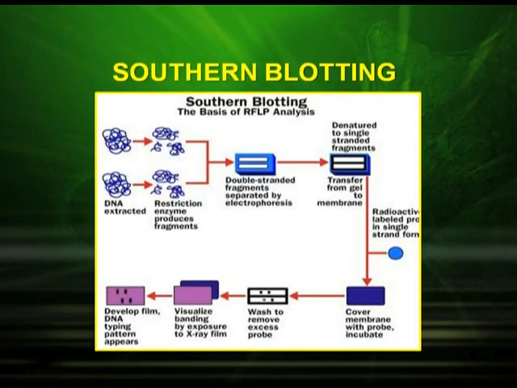So, now let us summarize the various steps of DNA fingerprinting with the help of the following diagram. This particular technique uses Southern blotting. Now, let us see how the blotting takes place. The DNA is extracted. A restriction enzyme produces the fragments. Then the double-stranded fragments are separated by electrophoresis. They are denatured to single-stranded fragments and transferred from the gel to the membrane, and a radioactive labelled probe in a single strand is used. They cover the membrane with the probe and then incubate. Then the excess probe is washed off and it is visualized by exposure to X-ray film, and the film is developed. The DNA typing pattern appears. At the end of the process, you can find the DNA patterns in the form of bands.